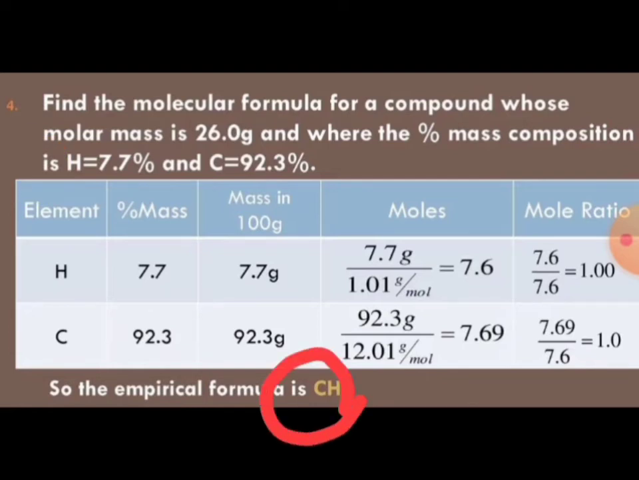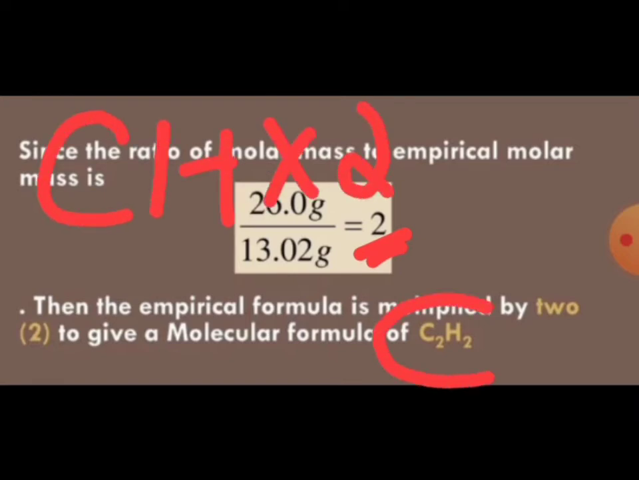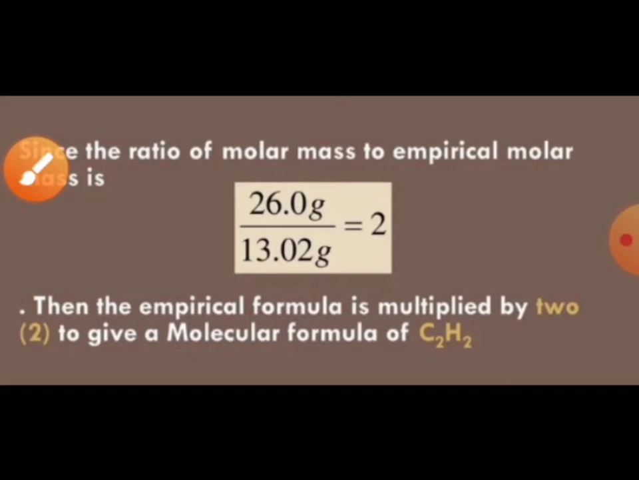The mass is 30 and molar mass is 26. Mass is 13. Empirical formula mass is 13. Molecular mass is 26. So 26 divided by 13, I got 2. This 2 I am going to multiply with the empirical formula. Empirical formula is CH times 2. Then I'll get molecular formula C2H2. C2H2 is the molecular formula of this particular question.